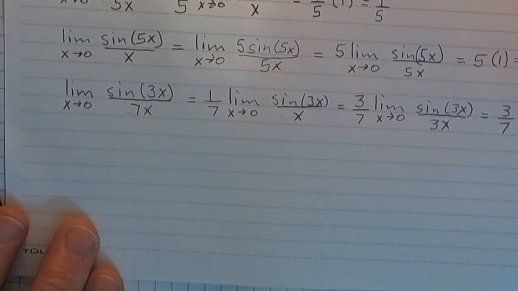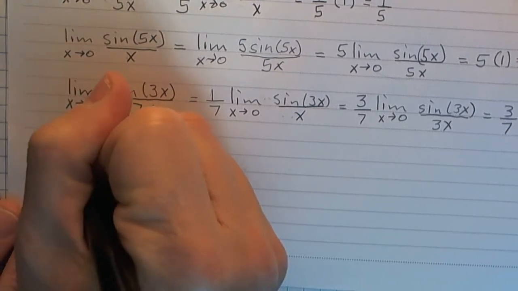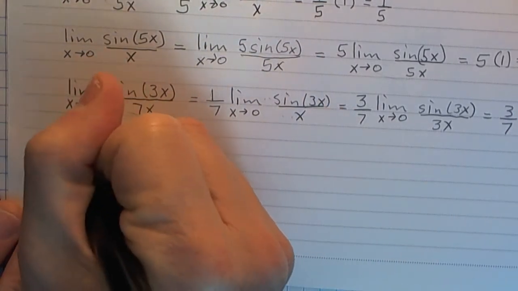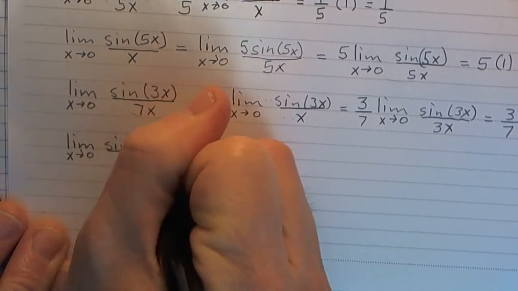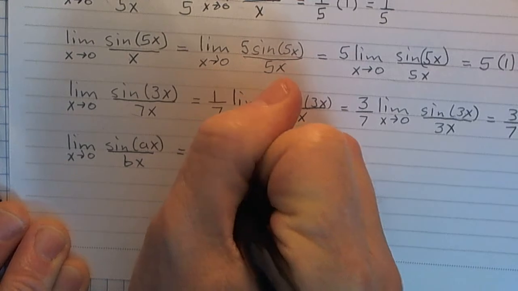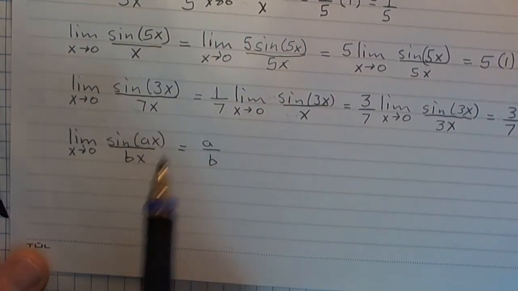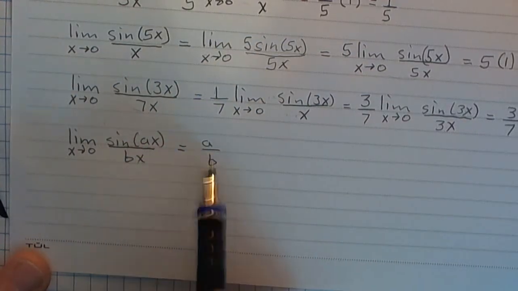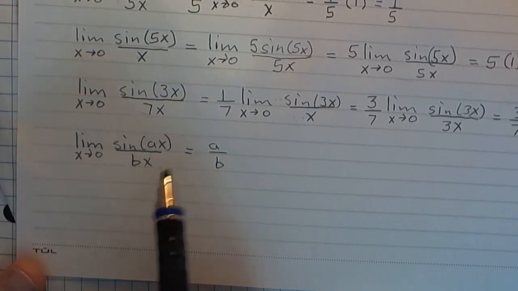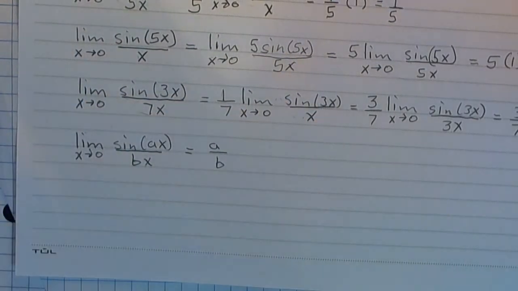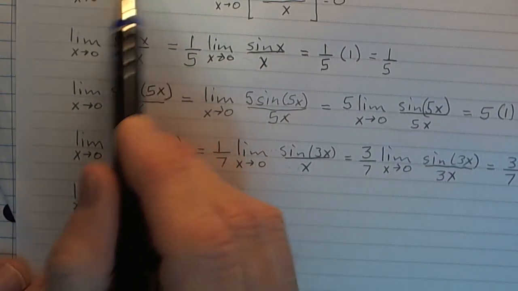Now notice the cool thing is that this was sine 3x over 7x. In general, we could say the limit as x goes to 0 of sine ax over bx is just going to be a over b. That's something we can take note of, and I've kind of showed it here. I could be more general and use a and b and show that this is true, but this is something that we can keep in mind. It's maybe a quick way that we can tackle limits like this one. Okay, so there you see just different ways that we can use this.